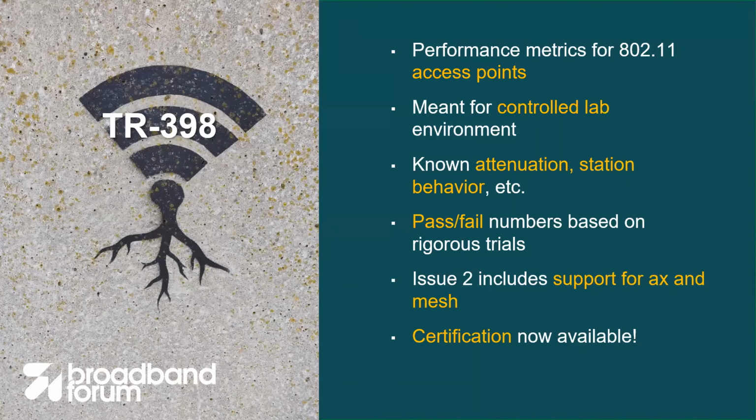For that, it really is meant to be performance metrics for access points that are done in a controlled laboratory environment with some things that you can definitely control, building clear pass-fail numbers that we built based on very rigorous trials, right? So there was kind of a beta period where we built those numbers. And so we're using that process now that we know it works very well for any future versions.